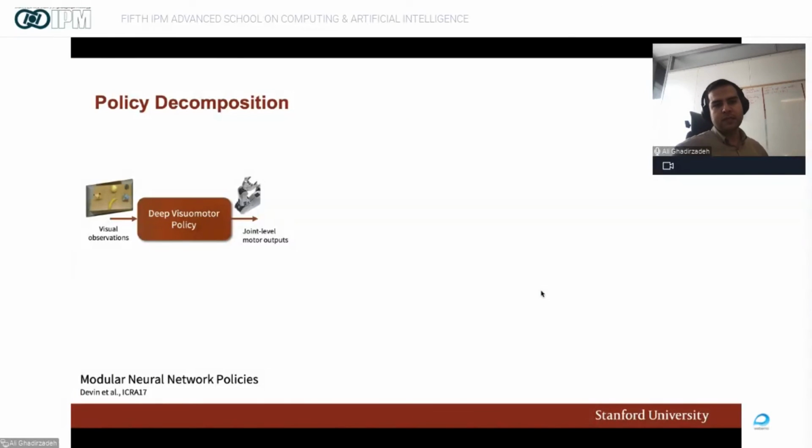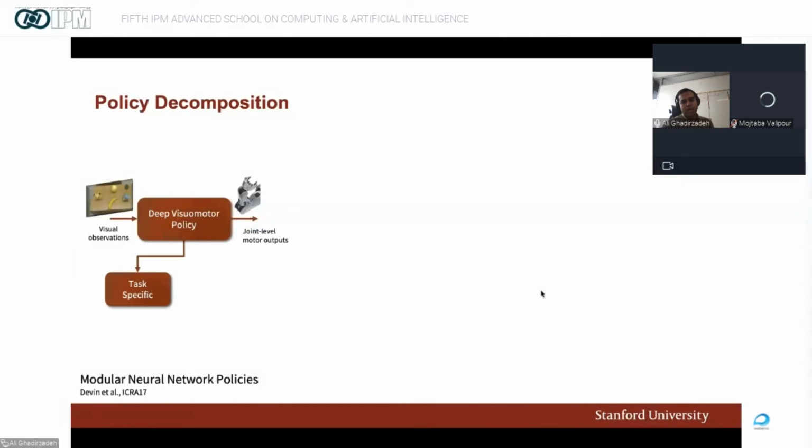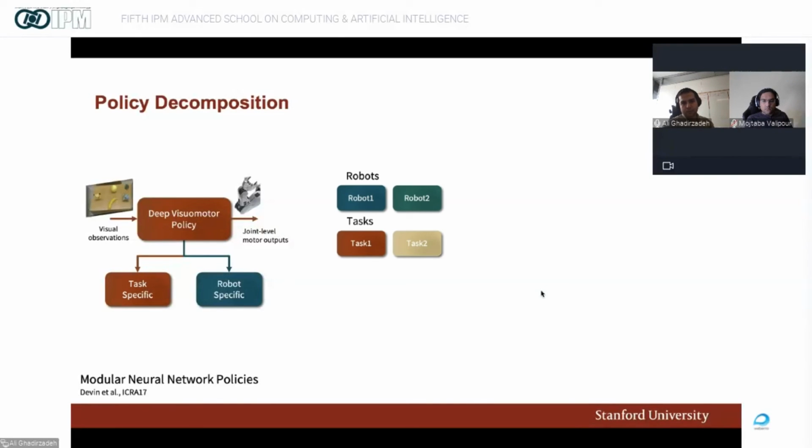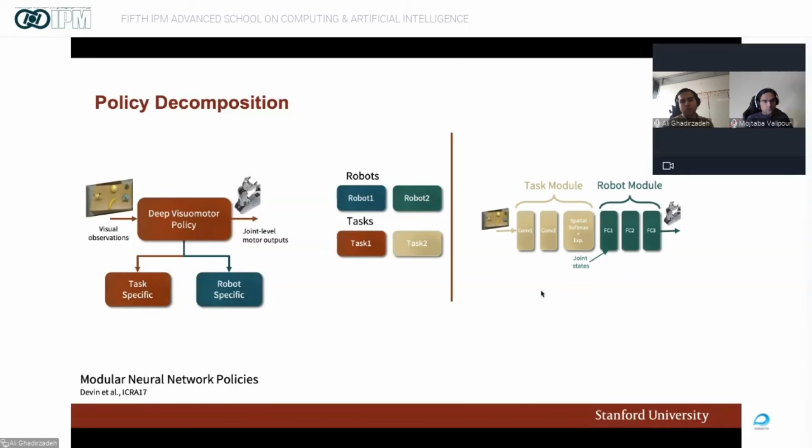Before I go into details, I need to talk a little bit about policy decomposition, and how we can decompose a policy to make this transfer learning possible. We can decompose a policy into task-specific and robot-specific components. Here's an example. Let's assume that we have two robots, robot 1 and robot 2, and two tasks, task 1 and task 2. We would like to find an architecture that can decompose the task-specific component from the robot-specific one.